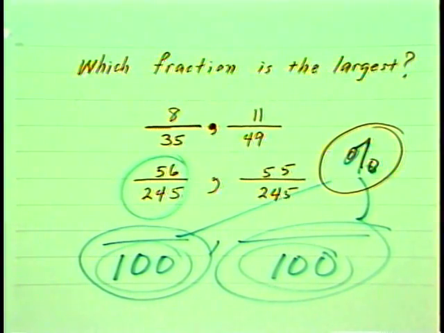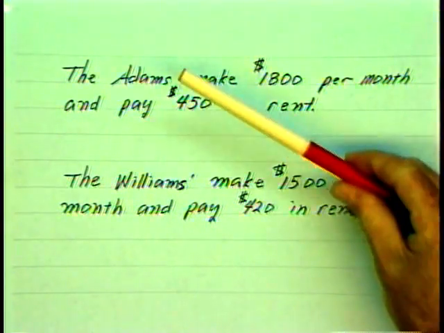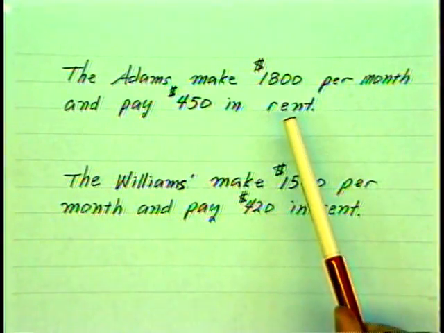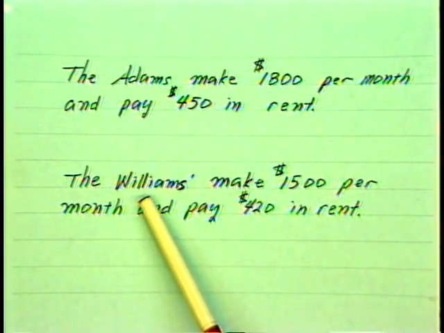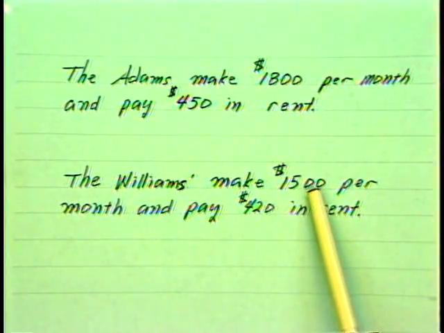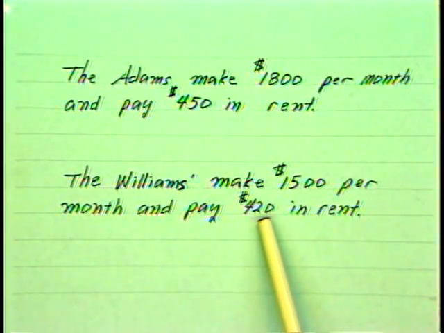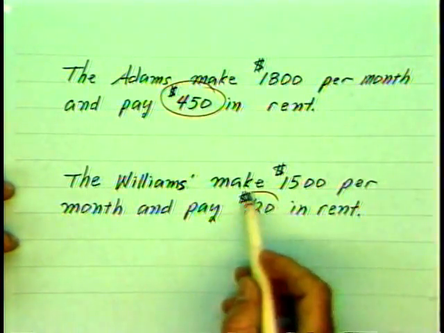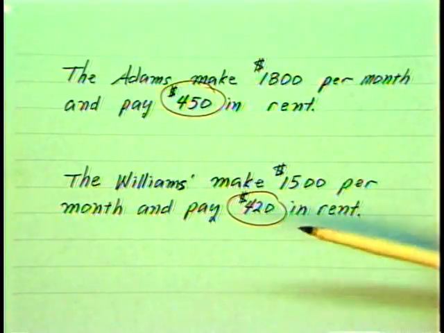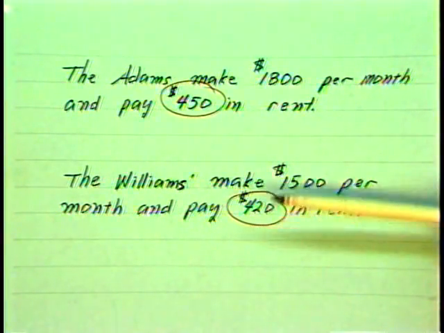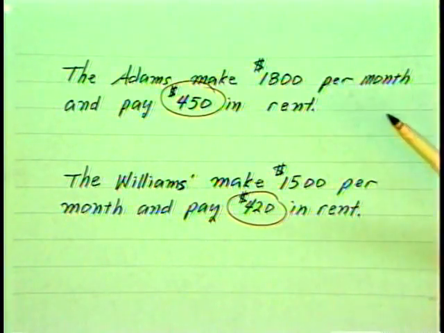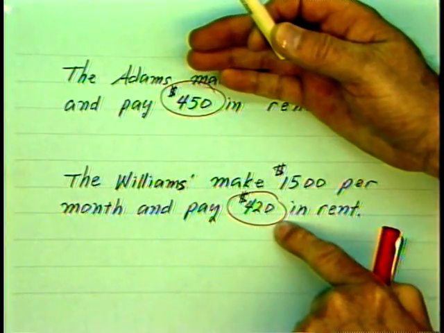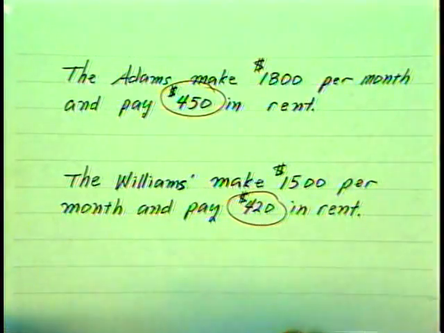Consider this situation. Two neighbors, the Adams, who take home $1,800 a month, pay $450 in rent. The Williams, who take home $1,500 a month, pay $420 in rent. Now, if we look at these two rents, it looks as though the Adams actually pay less in rent, in fact, $30 a month less. And in an absolute sense, that's true. This is less money going out than what the Adams have to pay for rent.